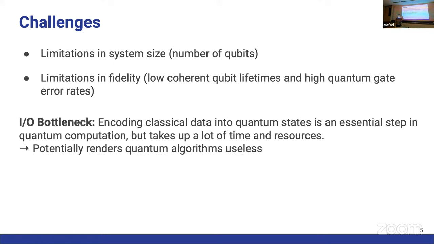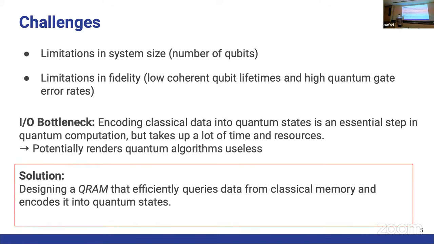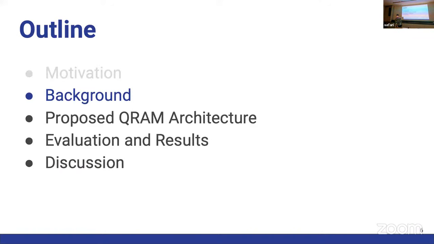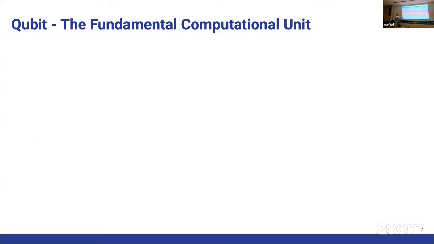The I/O bottleneck refers to the difficulty of encoding classical data into quantum states and performing quantum computation on that data. This process, with today's state of the art, takes up so much time and resources that it potentially renders quantum algorithms completely useless. The solution proposed by the paper is a design of a quantum random access memory that efficiently queries data from classical memory and encodes this into quantum states. But before I get into the design of the architecture, I first want to go over some fundamentals of quantum computation. Let's start with the qubit.